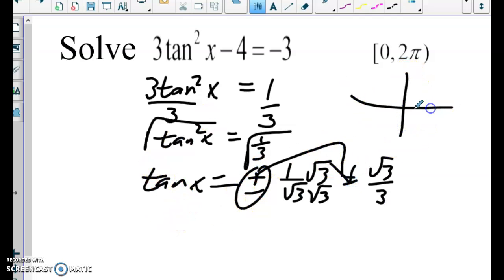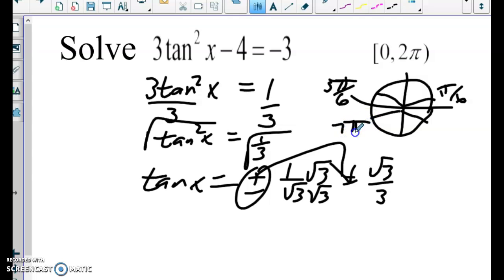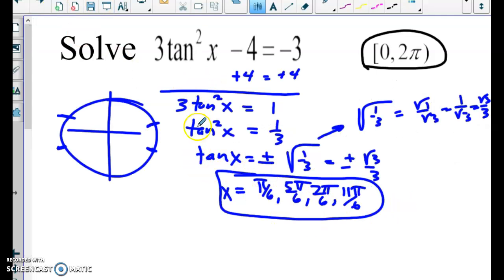So if I go to my unit circle, we know we have there, there, there, there, where the gravity is pulling them, right? So we have pi over 6, 5 pi over 6, 7 pi over 6, and 11 pi over 6 are all the values. When you get a squared thing in here, you're going to have more answers. Hey, look, same answers.